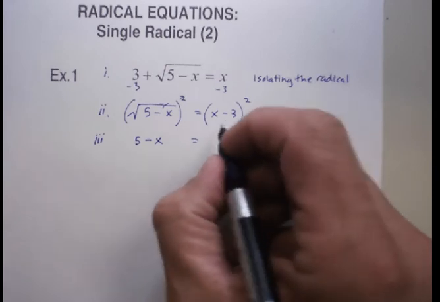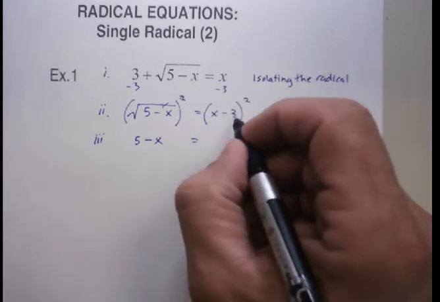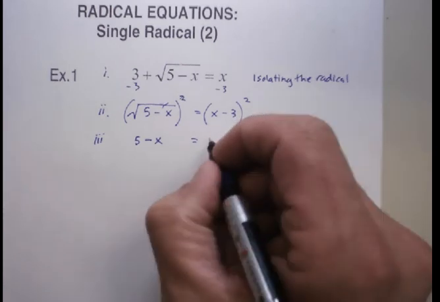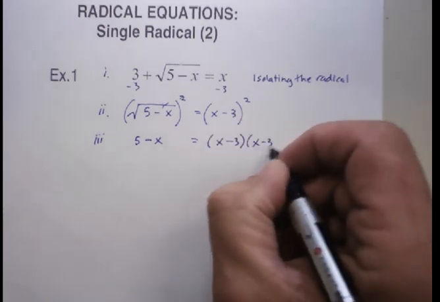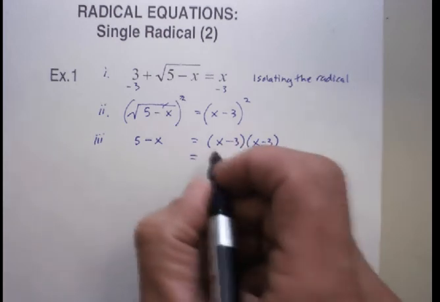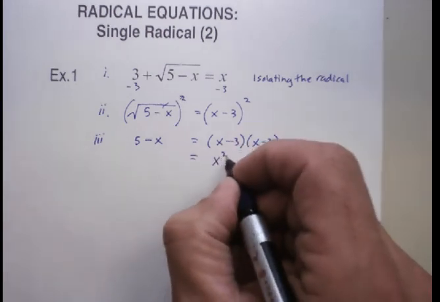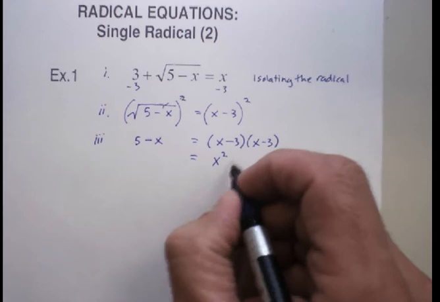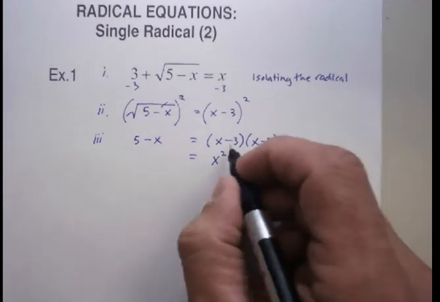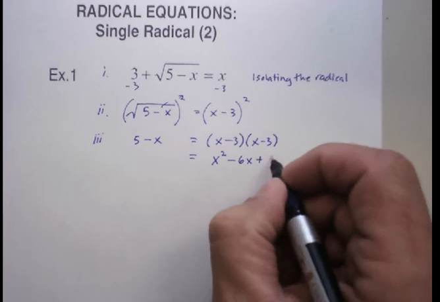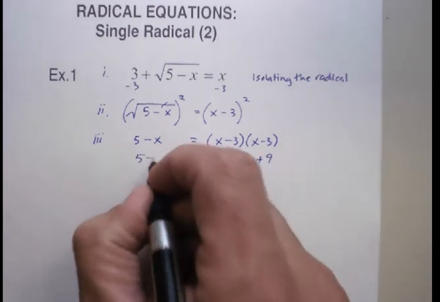Now, be careful. A lot of people want to just square the x and square the 3, and that would be incorrect. You actually have x minus 3 times x minus 3. So let's go ahead and FOIL that. You get x squared minus 3x, and then minus 3x again, which is minus 6x, and then negative 3 times negative 3 is plus 9. And let's just bring that down.